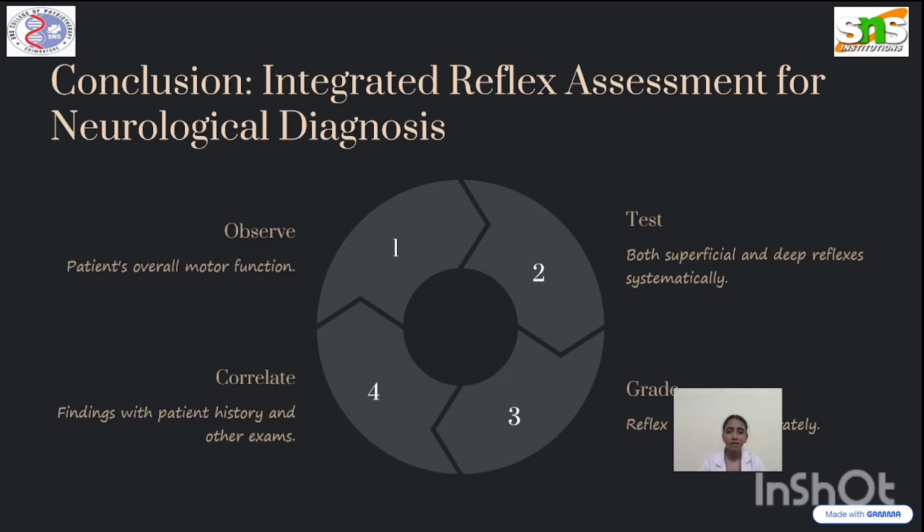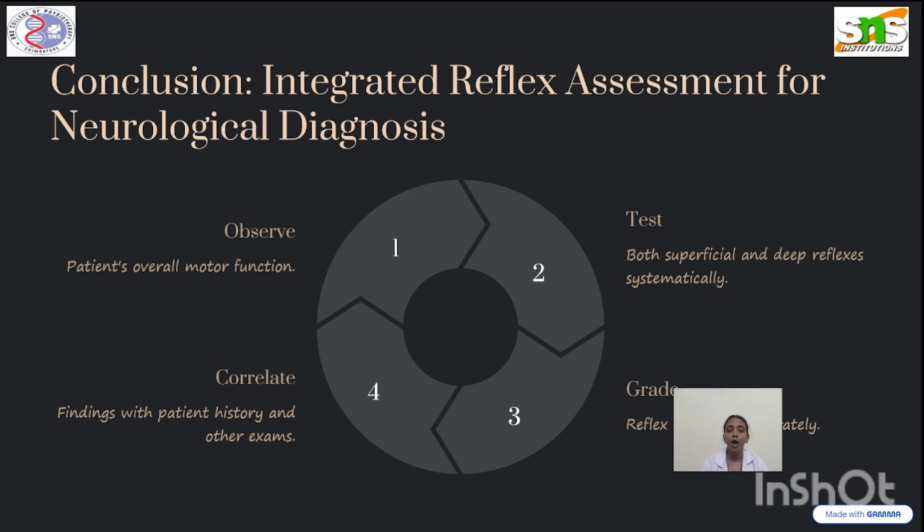Next is the conclusion. To conclude, integrated reflex assessment for neurological diagnosis. With the help of the reflex assessment results, we can integrate the other results of the assessment and come to a conclusion for neurological diagnosis. For that, we have 4 steps in the conclusion diagnosis. First one is observation. The second one is testing. Third one is grading. Fourth one is correlation.